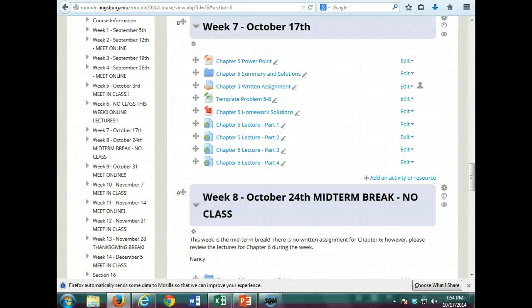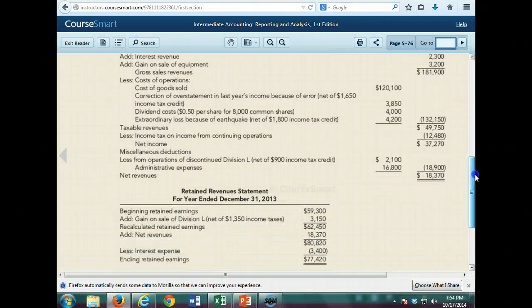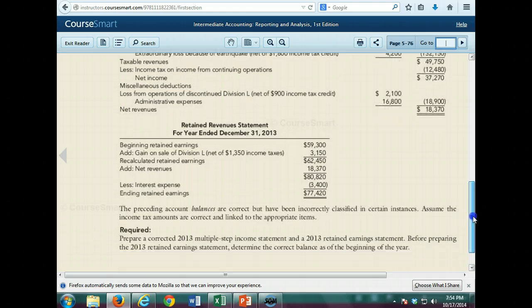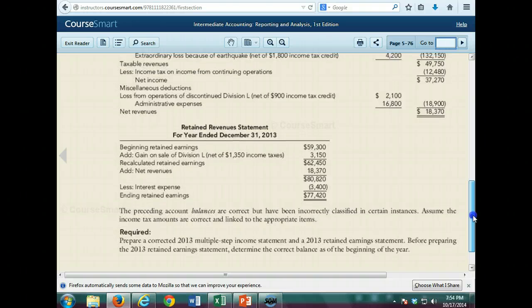To the next portion, we need to prepare the retained earnings statement. Now it says here, before preparing the 2013 retained earnings statement, determine the correct balance as of the beginning of the year. So what I'm assuming they mean by that is, our ending retained earnings statement is correct?